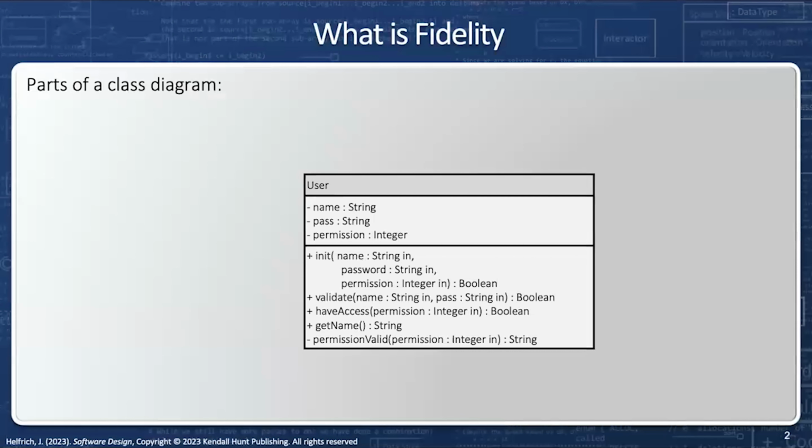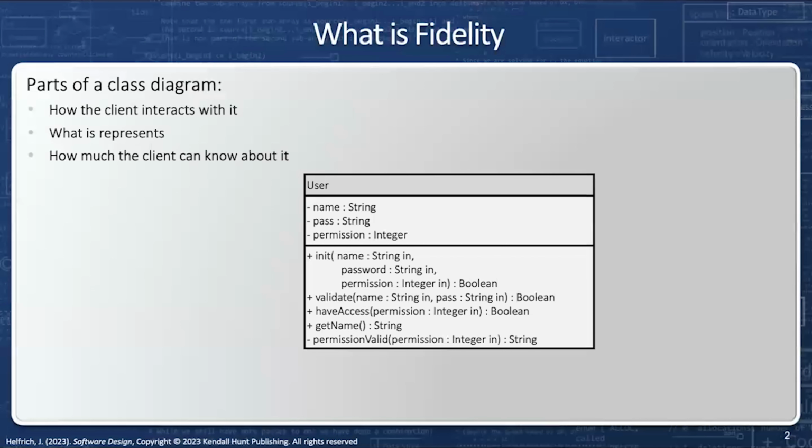So there are several parts to a class diagram. Take a look at this class diagram. The first part is how the client interacts with it. The second is what it represents. And the third is how much the client can know about it.